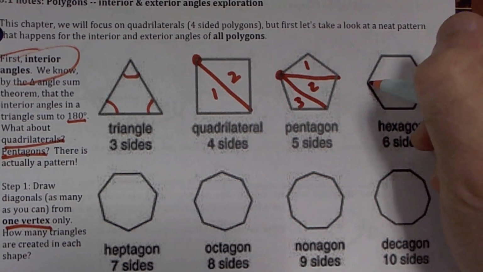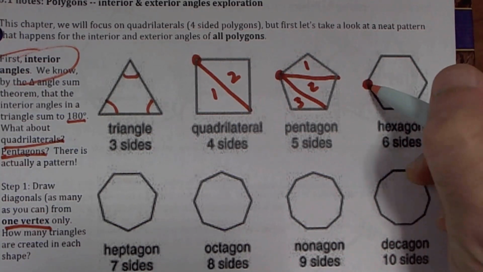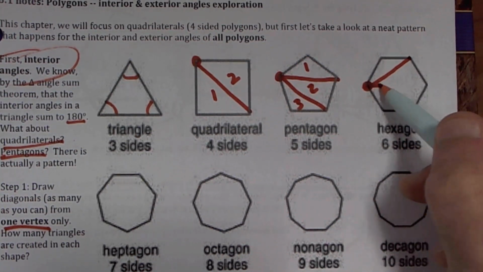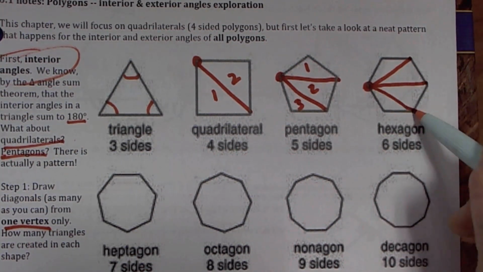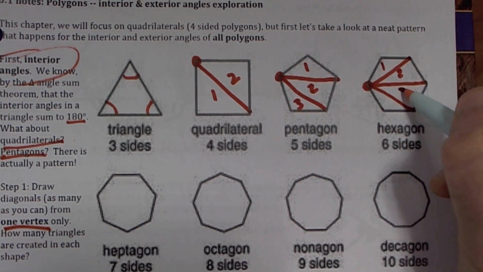For a hexagon, 6 sides, same thing. We just pick this one. It doesn't really matter, you pick any one. I can go from here to here, from here to here, from here to here. And again, these two don't form triangles, so I have 1, 2, 3, 4.